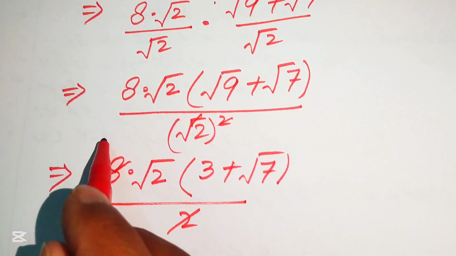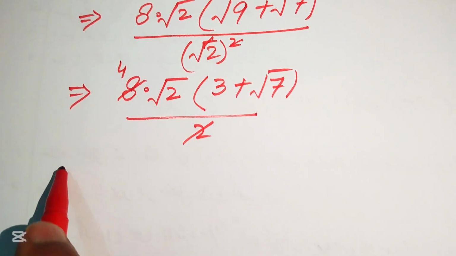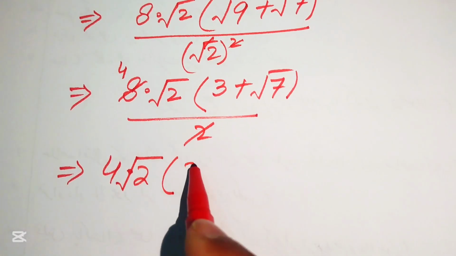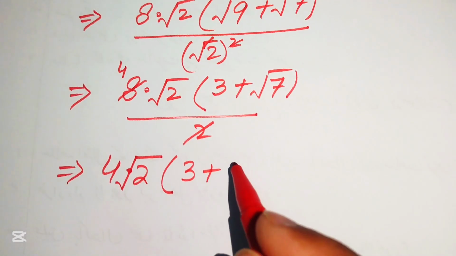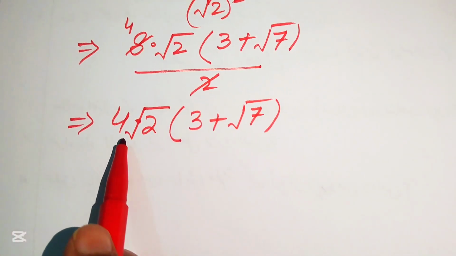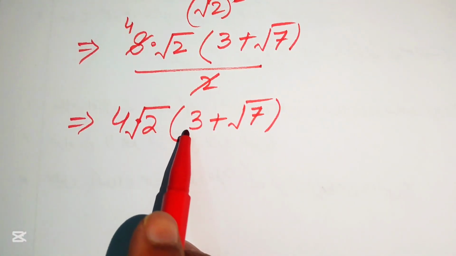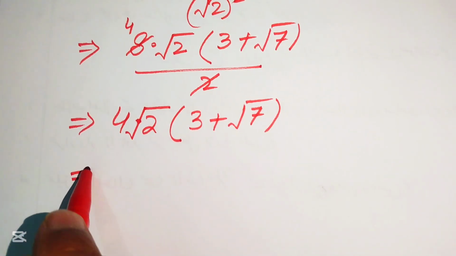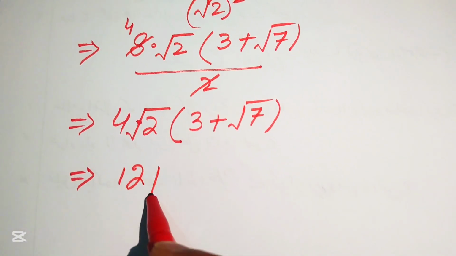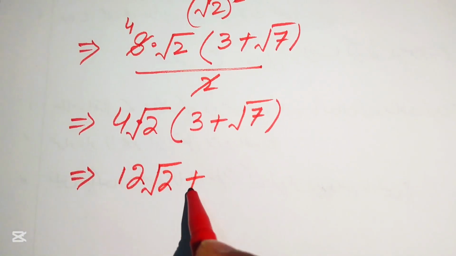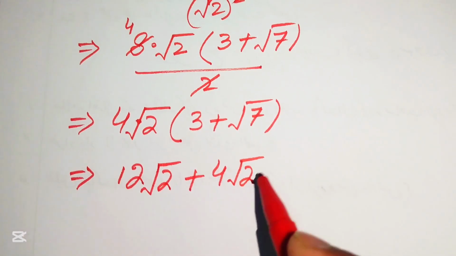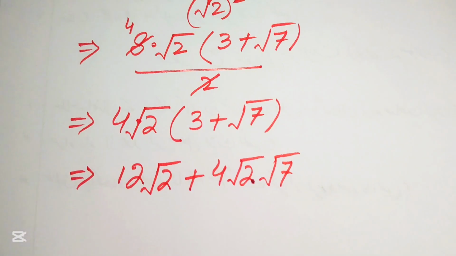So you see that 2 4s are 8, so we obtain here 4 times square root of 2 into 3 plus square root of 7. And now we will multiply this 4 on these two terms, and it will be written as 4 times 3 becomes 12 into square root of 2, and plus when you multiply this term by this, it will be written as 4 times square root of 2 into square root of 7.